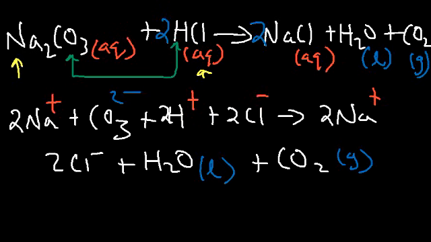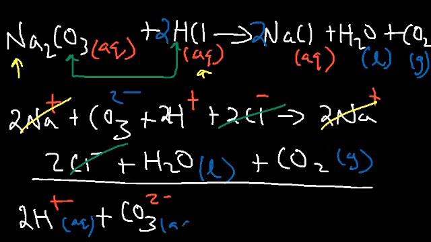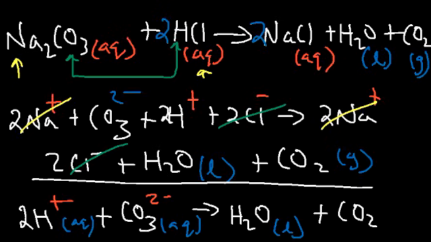So we could eliminate the sodium ions and we could eliminate the chloride ions. So what we have left over is the net ionic equation, which is 2H plus aqueous and the carbonate ion aqueous, and this is going to produce liquid water and gaseous carbon dioxide. So this is the net ionic equation for this particular reaction.